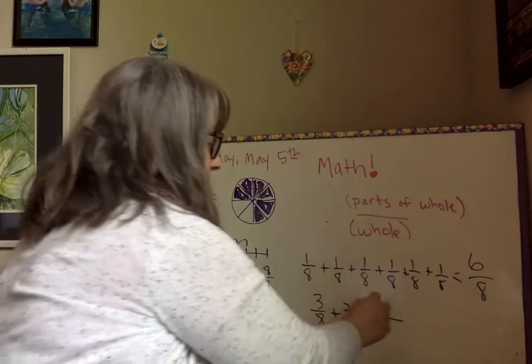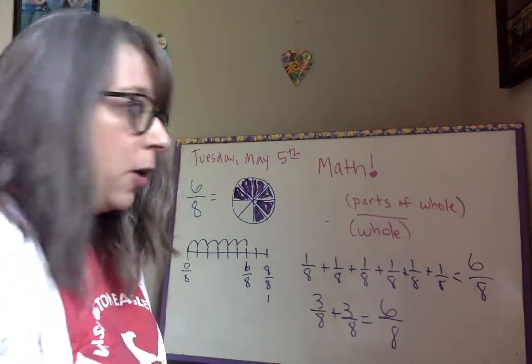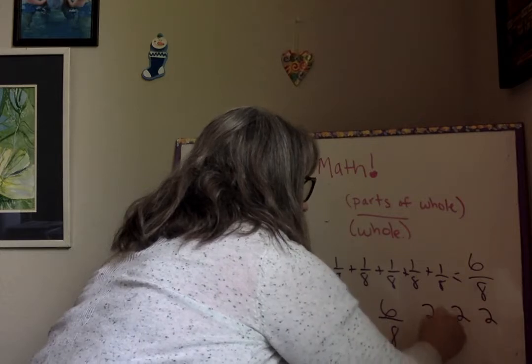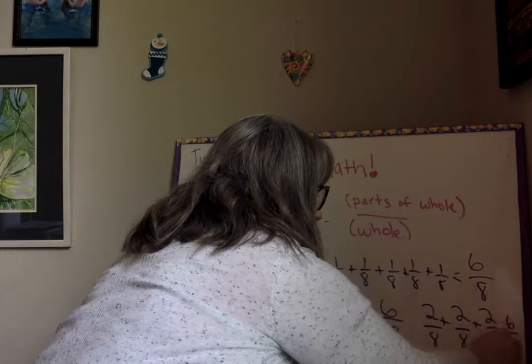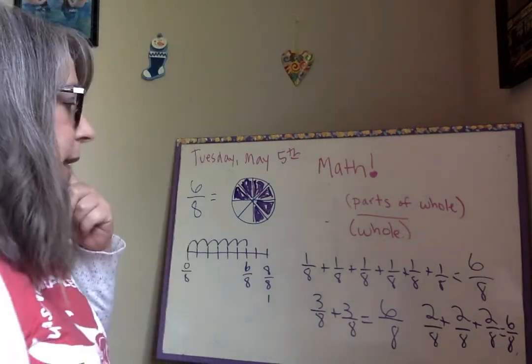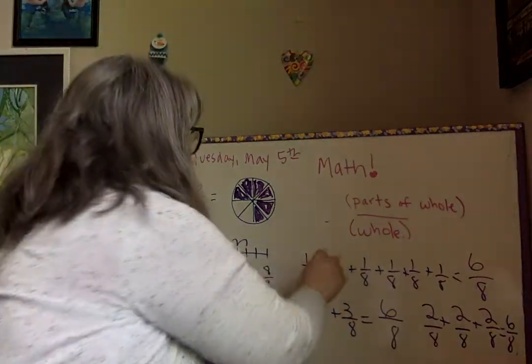3 plus 3 is 6. Our denominator is going to stay the same. Or you could do 2, 4, 6. This is the same. These are all the same. 6 eighths. Okay, so that's called decomposing. We're decomposing those numbers.